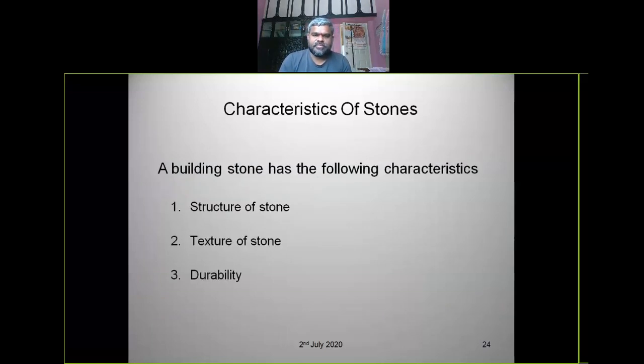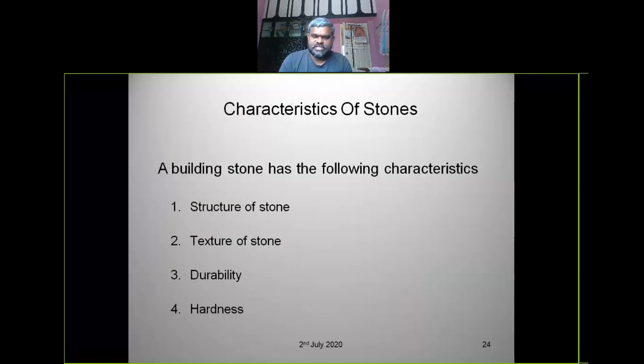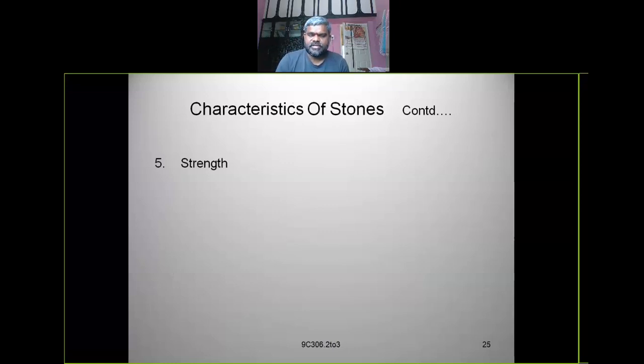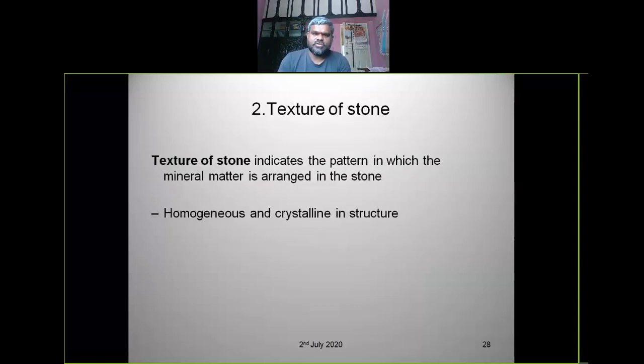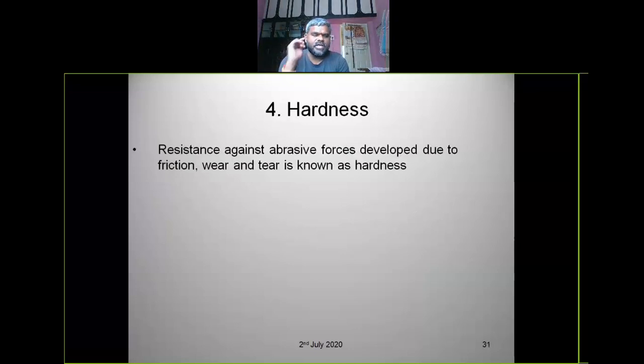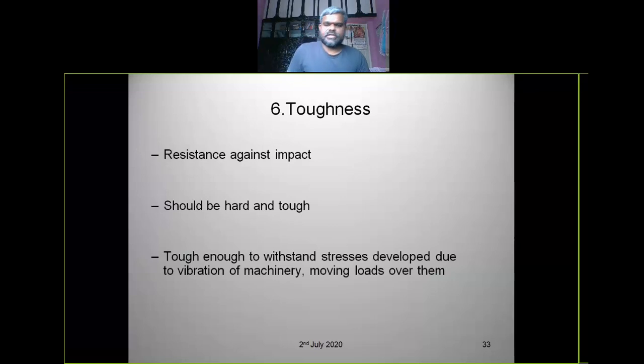What are the characteristics of a good building stone? A good building stone should have structure, texture, durability, hardness, strength, and toughness. Hardness is the property to resist abrasion, strength is resistance to crushing or compressive loads, and toughness is resistance to impact loads. Others are porosity, absorption, and specific gravity. These are some of the physical and chemical characteristics of a good stone.